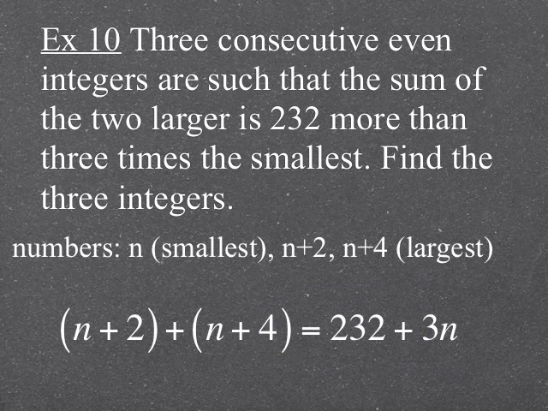So now it says the sum of the two larger. Well, n plus 2 and n plus 4, those are the two larger numbers. So I take the sum of them, I add them, and that equals 232 more than, 232 plus, 3 times the smallest, 3 times n. I know the sentence looks horrid, but if you just take it a word at a time, it's not hard to get the equation.